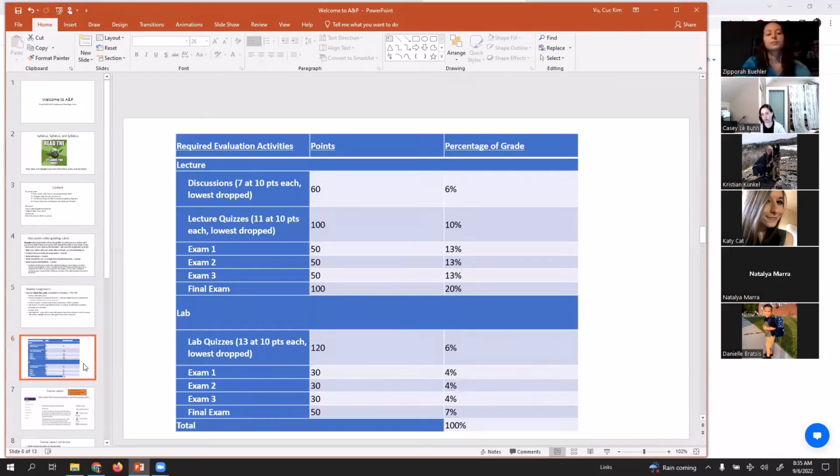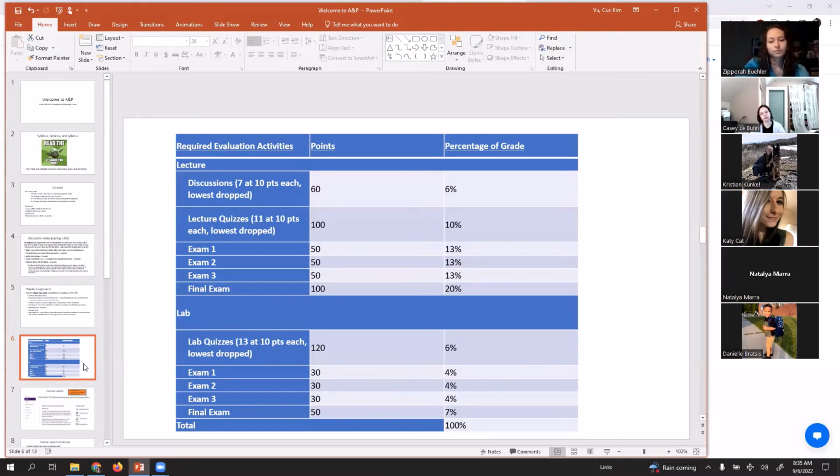So the breakdown of the grades: discussions, there are 7 that you do, but I drop the lowest. Usually because they're easy points, if students do 6 of them, they skip the last one, because I do drop 1. Or let's say you do them and then you get sick one week and you don't want to do it that week, that's completely fine. Because again, I always drop the lowest one.